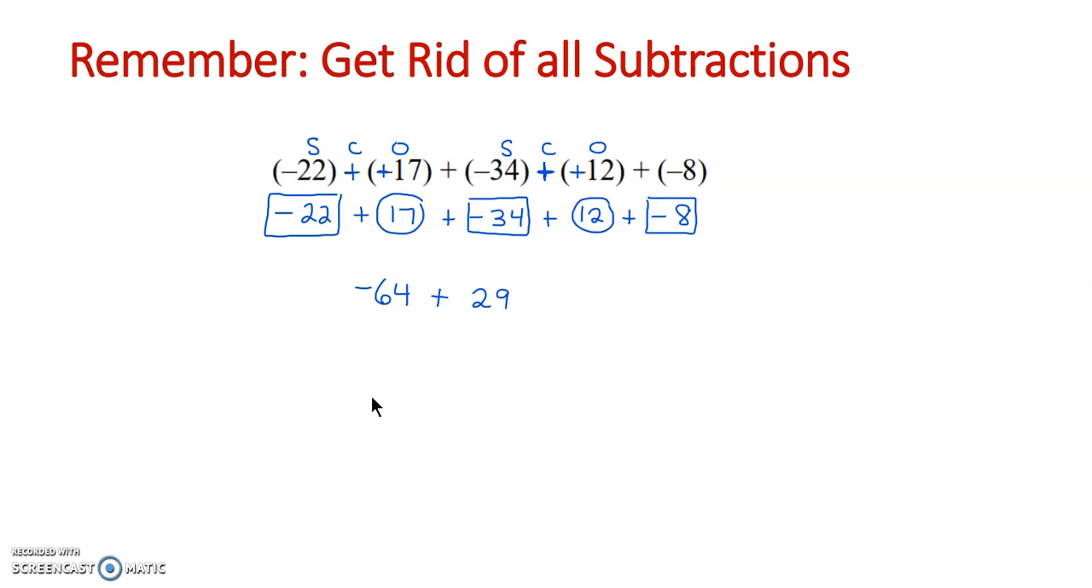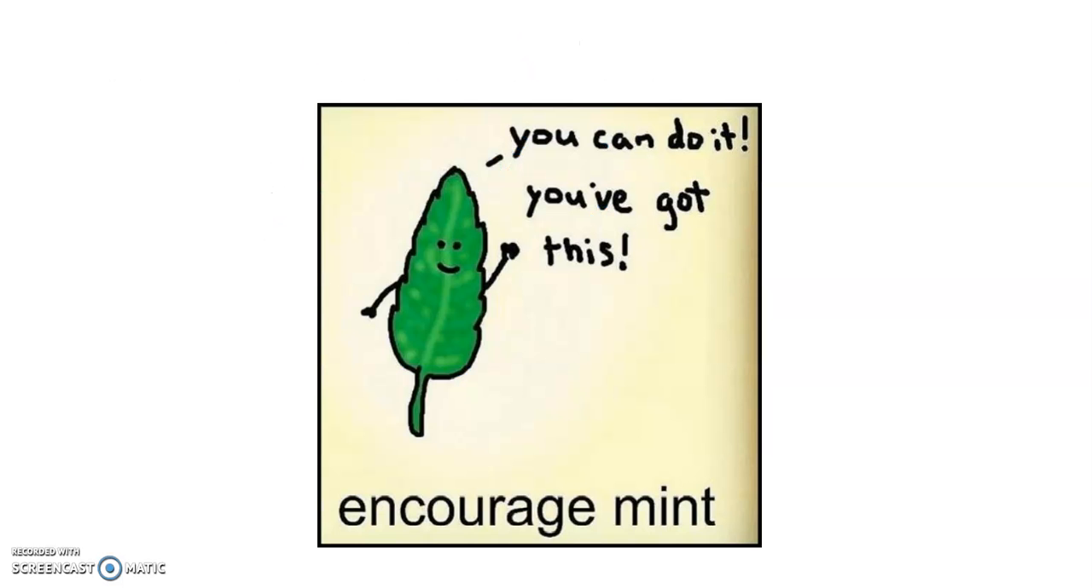Now we ask ourselves the questions based on adding rules. I have different signs. One's negative, one's positive. Which one do I have more of? Well, I have more negatives, so my answer will be negative. And then I ask myself, how many more negatives do I have? And 64 minus 29 is equal to 35. So I have 35 more negatives than positives. The result is -35.